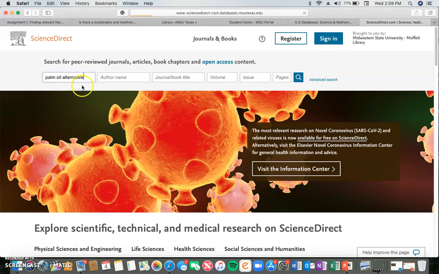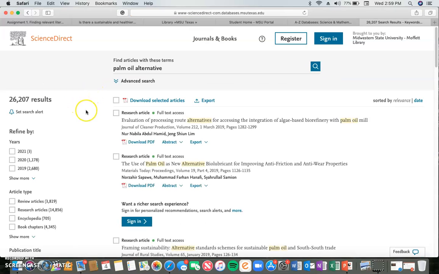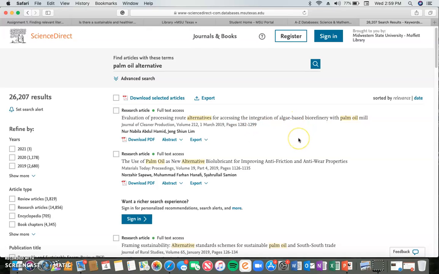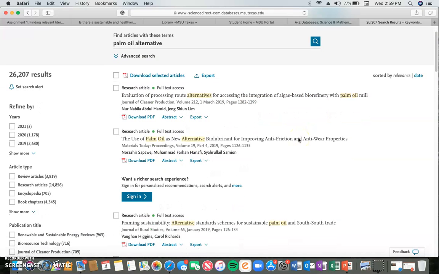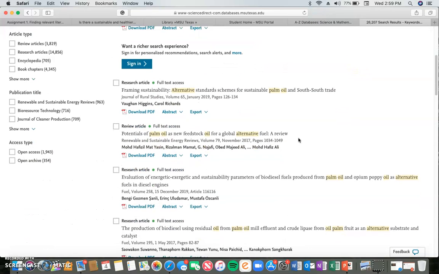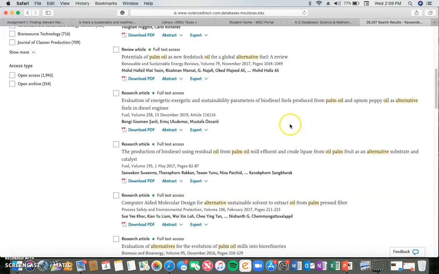And let's see if it'll load. There we go. So here I have various different articles that I can use. Obviously, right now, this is extremely broad.